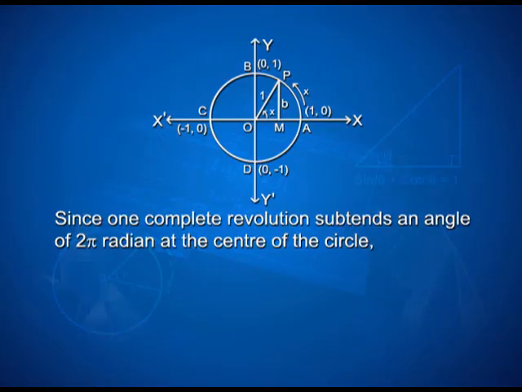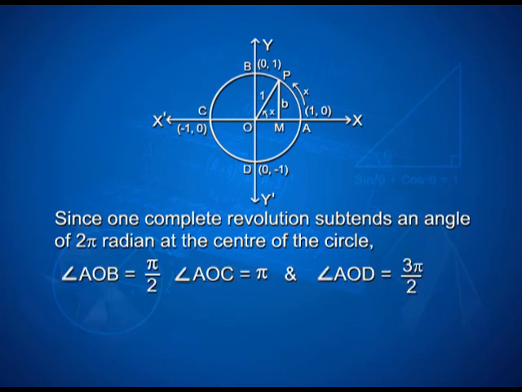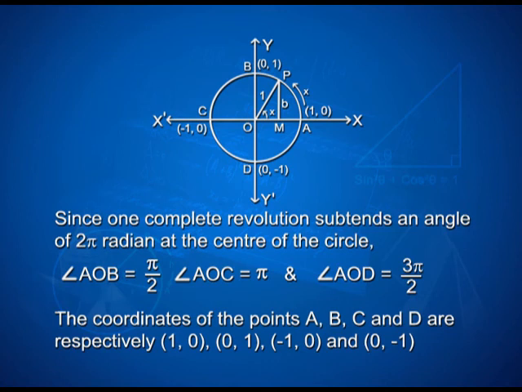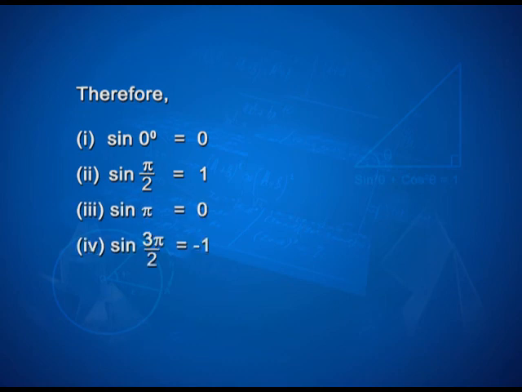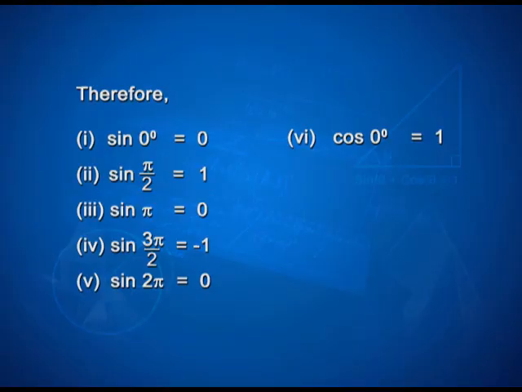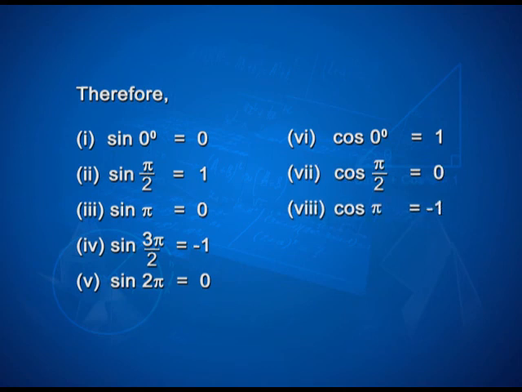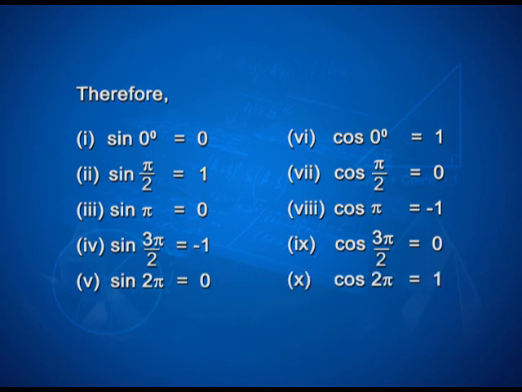Now, since one complete revolution subtends an angle of 2 pi radian at the center of the circle, angle AOB is equal to pi upon 2, angle AOC is equal to pi, and angle AOD is equal to 3 pi upon 2. The coordinates of the points A, B, C and D are respectively (1, 0), (0, 1), (minus 1, 0) and (0, minus 1). Therefore, we have sin 0 as 0, sin pi by 2 as 1, sin pi as 0, sin 3 pi upon 2 is equal to minus 1, sin 2 pi is equal to 0. Similarly, cos 0 is 1, cos pi by 2 is equal to 0, cos pi is equal to minus 1, cos 3 pi by 2 is equal to 0, and cos 2 pi is equal to 1.